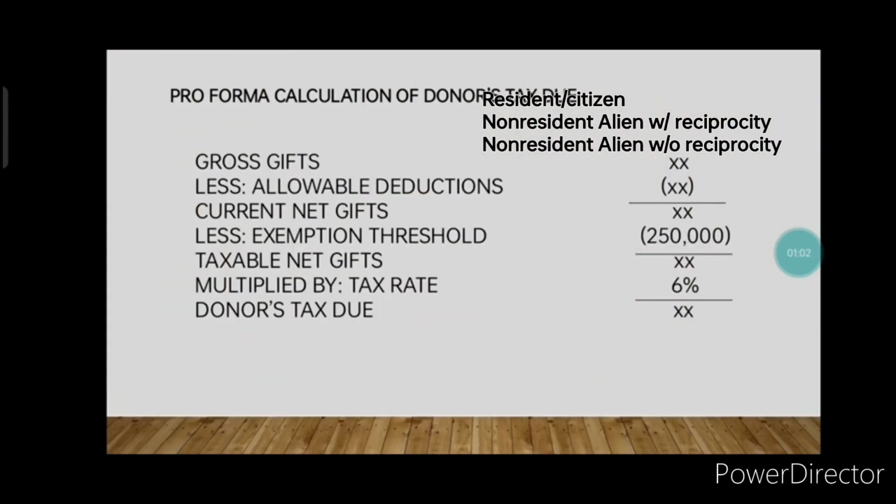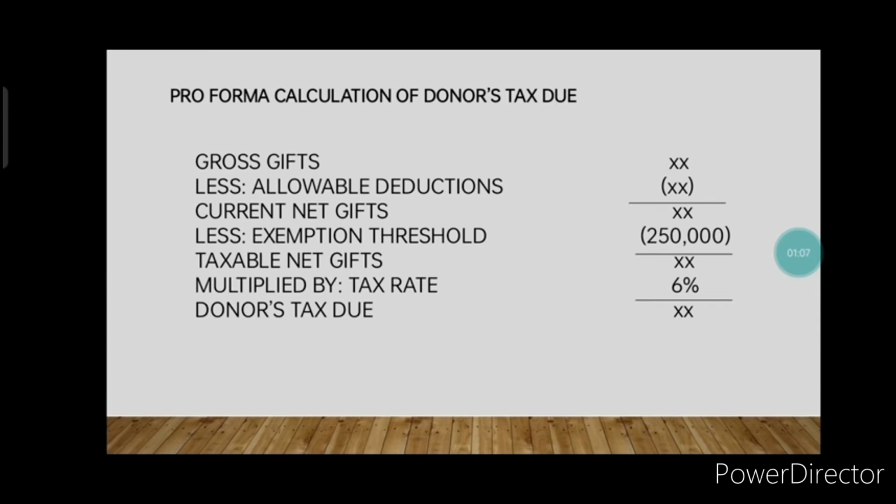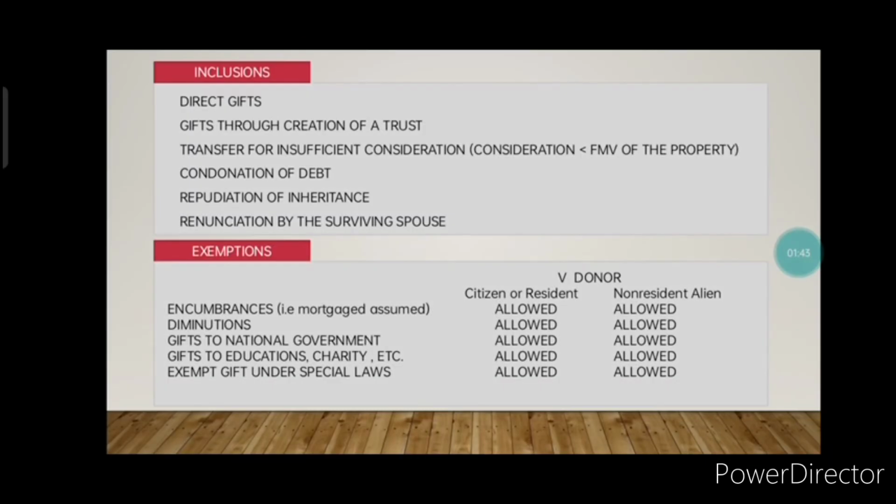Next, we have the pro forma calculation of the donor's tax due. We have the amount of gross gifts less the allowable deductions. So there are some allowable deductions subtracted from the amount of gross gifts, which will be discussed in the next slide. Then the difference will be the current net gifts less the exemption threshold of 250,000. Then the excess will be the taxable net gifts multiplied by a tax rate of 6% to come up with the donor's tax due.